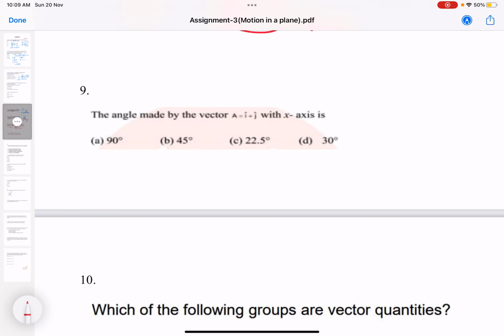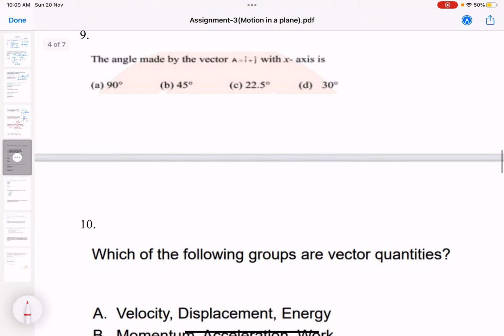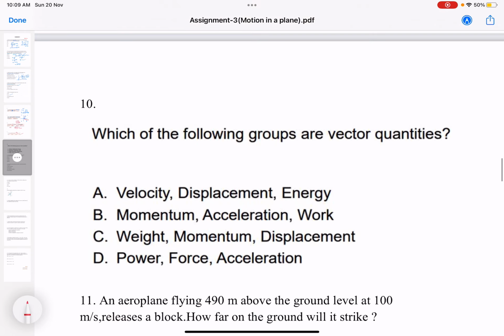Right. Next, the angle made by a vector A equal to i plus j with the positive x-axis. So here Ax equals 1 and Ay equals 1. You know tan theta equals Ay by Ax. Substitute in that so that you will get the answer for this question.